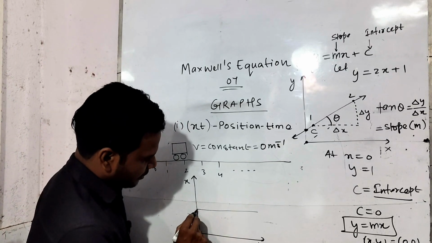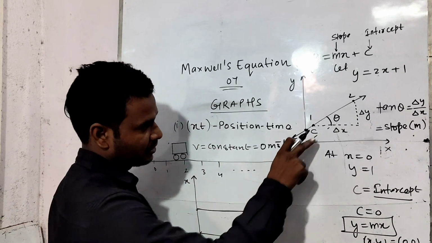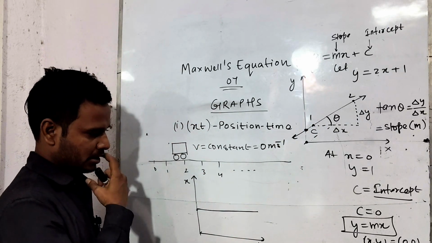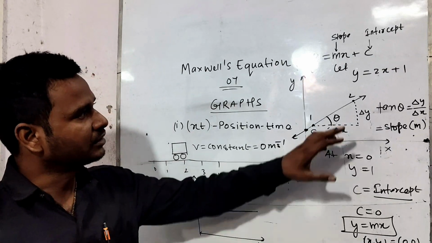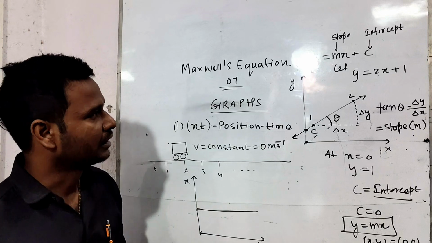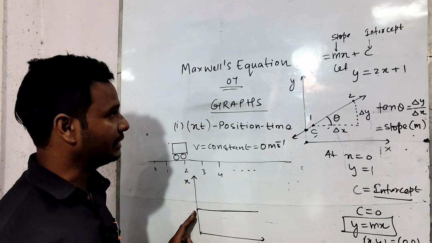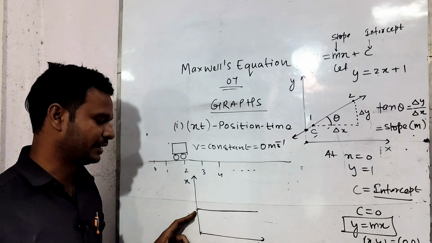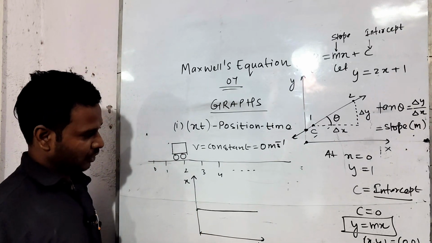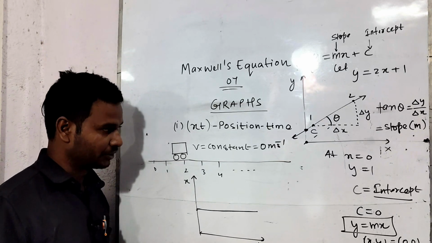Then the slope of the line is 0, theta is 0, tan 0 is 0, so the slope of this line is 0. If the slope is 0, then if m is 0, then y is equal to c, meaning x remains c. What is c? C is an intercept, so it remains at its initial position, basically.